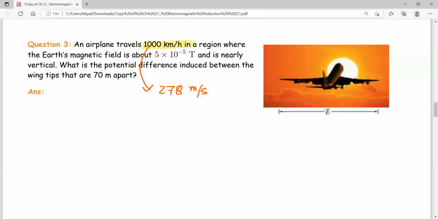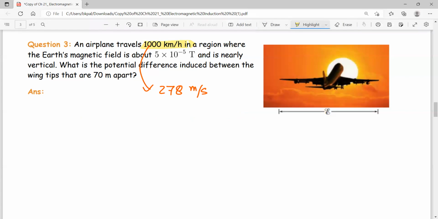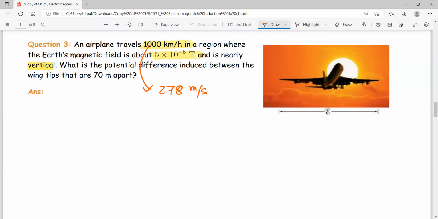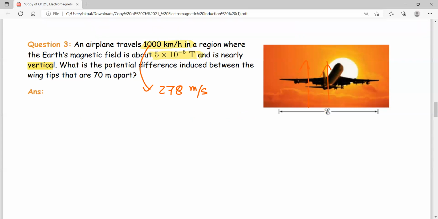What else are we given? We are given the magnetic field, the earth's magnetic field, and that is 5 times 10 to the power minus 5 Tesla, and it's perpendicular. What it means is that the plane is perpendicular to this magnetic field. Here we are just given the vertical component, so the vertical component is something like this.